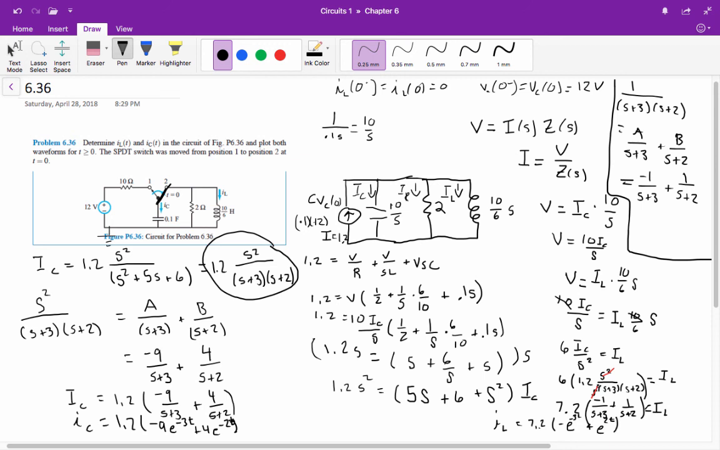Let me write that a little neater over here. Just trying to get it to fit all on one page. So IL equals 7.2 times negative e to the negative 3t plus e to the negative 2t. And that's IL. And this was IC with the t's. I'm sorry, I forgot the t's earlier. And that's problem 636.